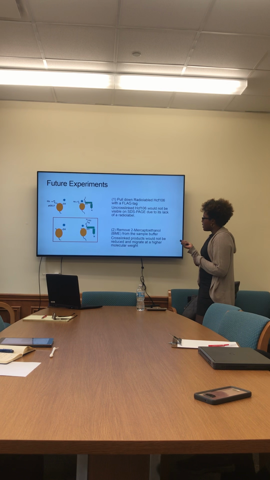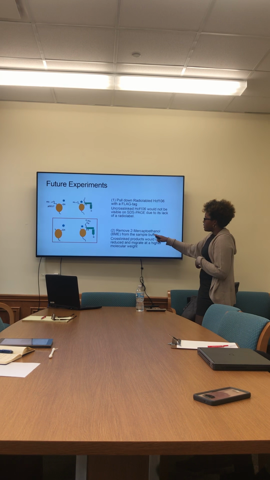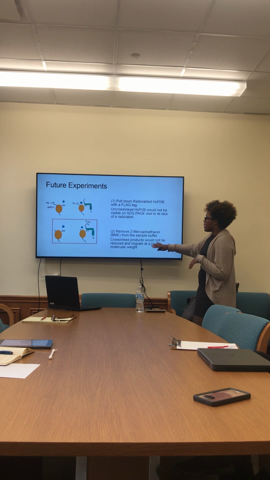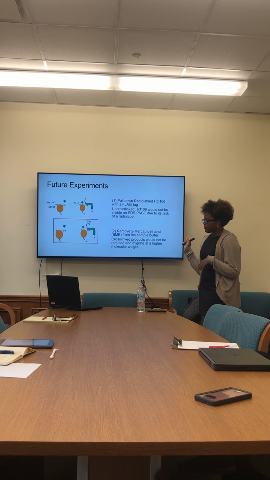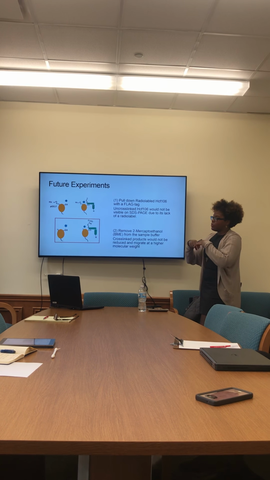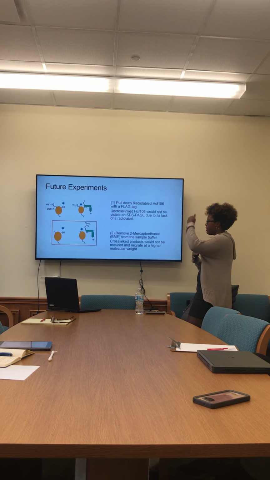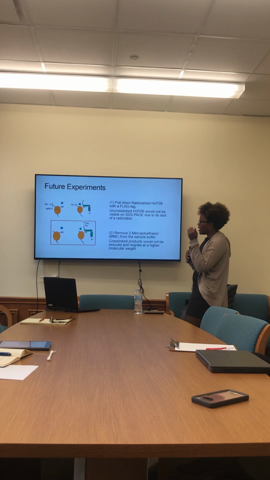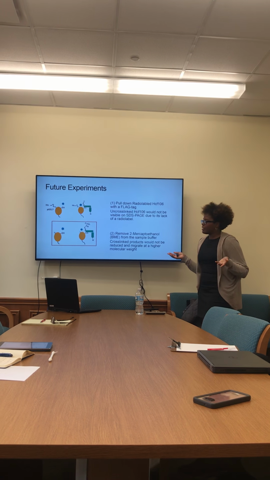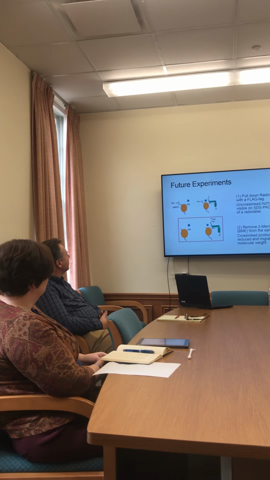Something else that I could have done if I had more time, I could have had the same samples, but I could remove B and E from the sample buffer. So the disulfide bonds wouldn't be reduced. So if I had any cross-linked product, it would migrate at a higher weight versus precursor that was uncross-linked. So I really could have done that.